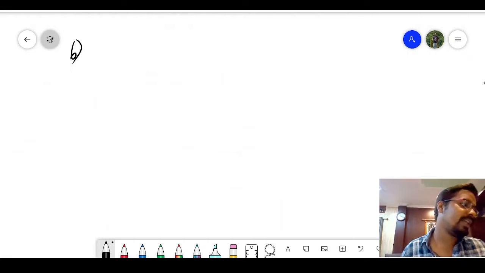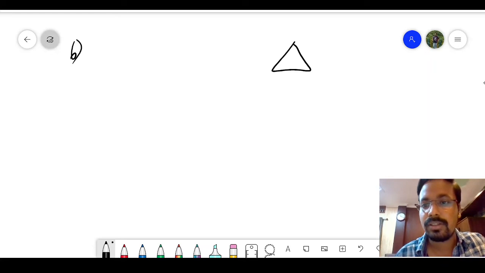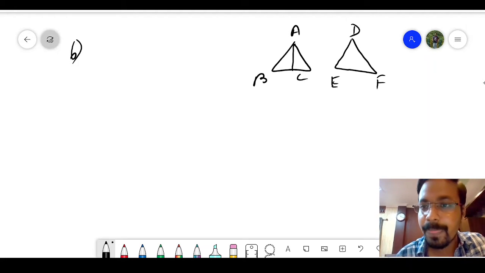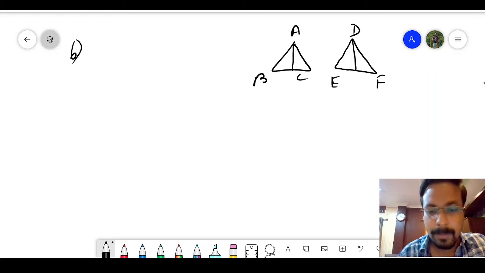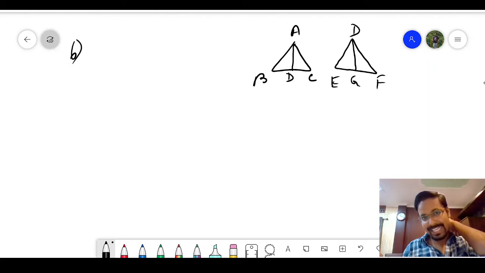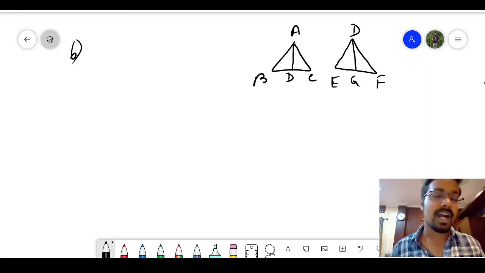Question number 6. So what do we have? Prove that the ratio of the areas of two similar triangles is equal to the square of the ratios of their corresponding medians. Okay, so we have two triangles. Suppose triangle ABC and triangle DEF, and we have their medians as well. So the lines joining to the midpoint. So this is D and suppose this is EF, suppose G. Okay, so ABC and DEF are two similar triangles, and AD and DG are their medians.